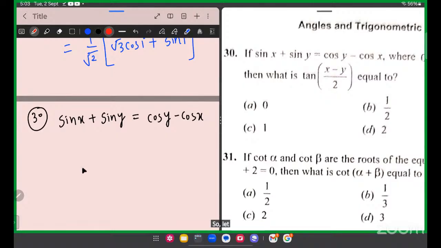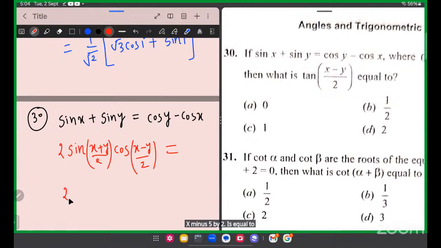So let us apply the formula sine C plus sine D. It will be 2 sine x plus y by 2 into cos x minus y by 2 is equal to, what is cos C minus cos D? 2 sine x plus y by 2 into sine x minus y by 2, I need to write.